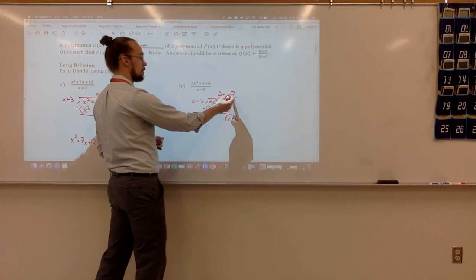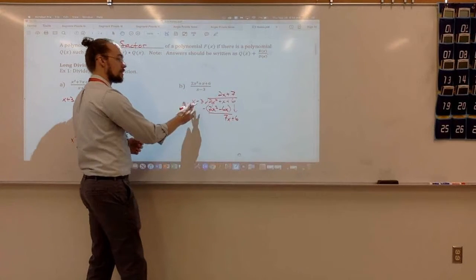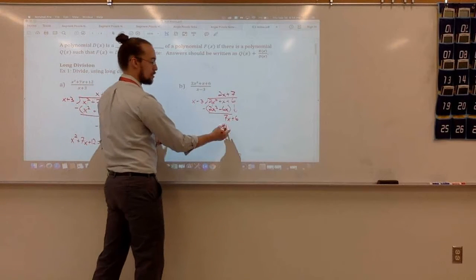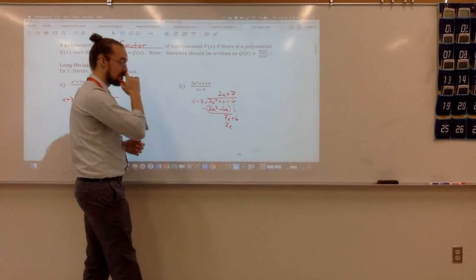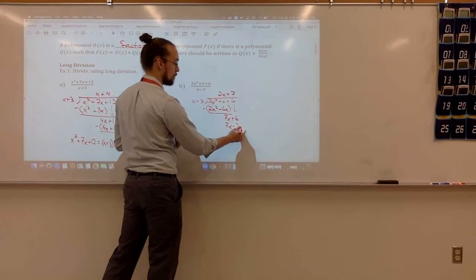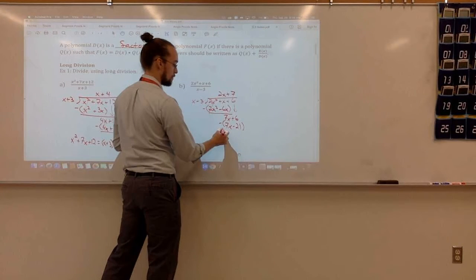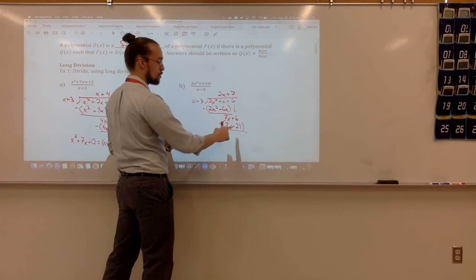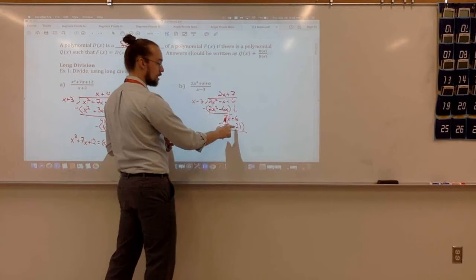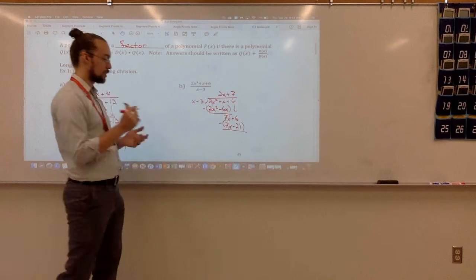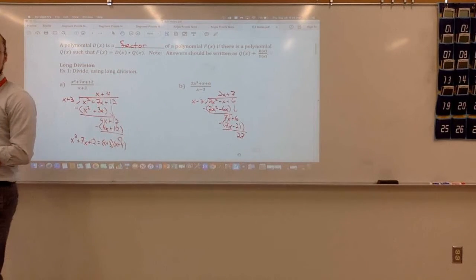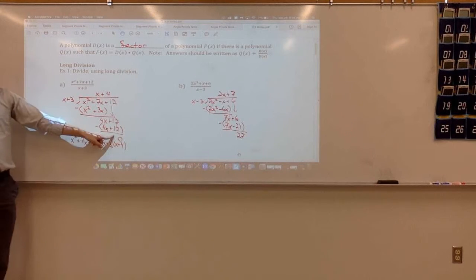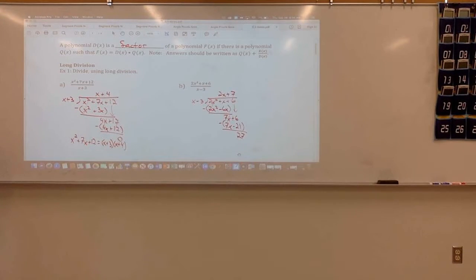So put my plus 7 up here, and then multiply 7 times both of these. So 7 times x is 7x. 7 times negative 3 is negative 21. And subtract. So 7x minus 7x cancels. And now I've got 6 minus negative 21. 27, right? That means we're adding. Well, so now, this one didn't work out as nicely as the last one, right? The last one we had 0 at the end. This time we did not end up with 0. We got a remainder.